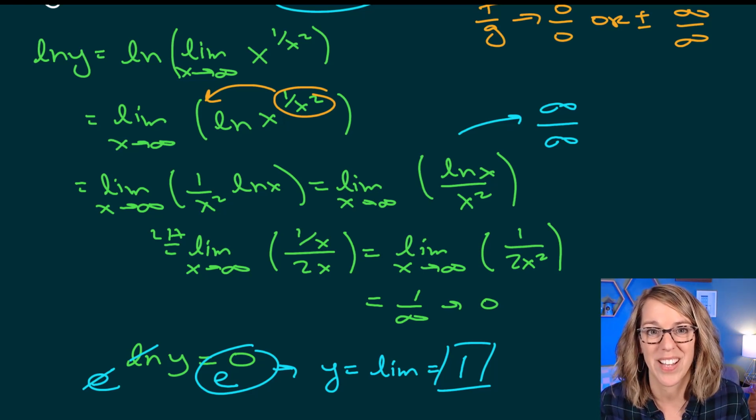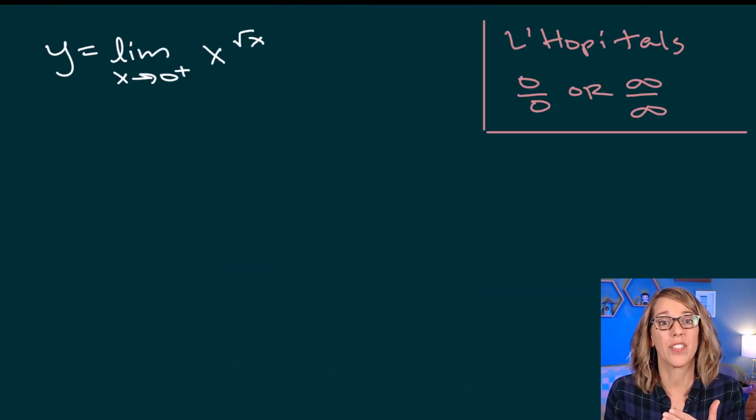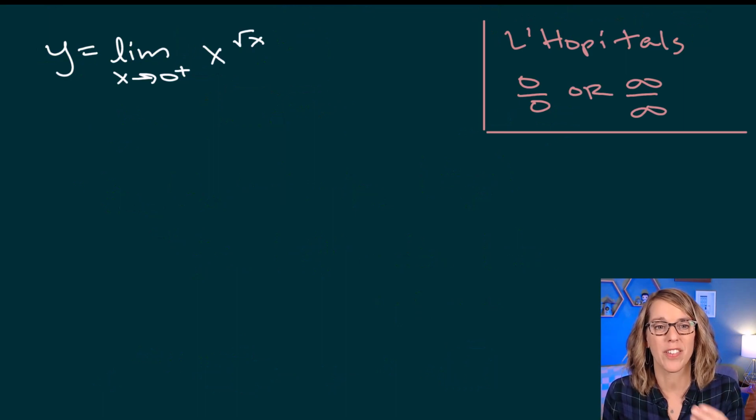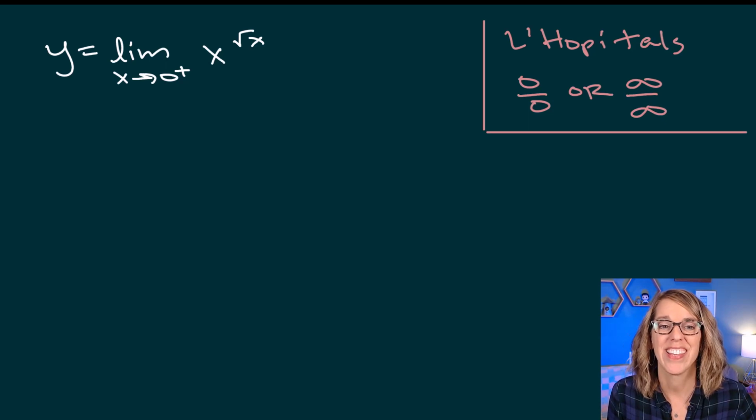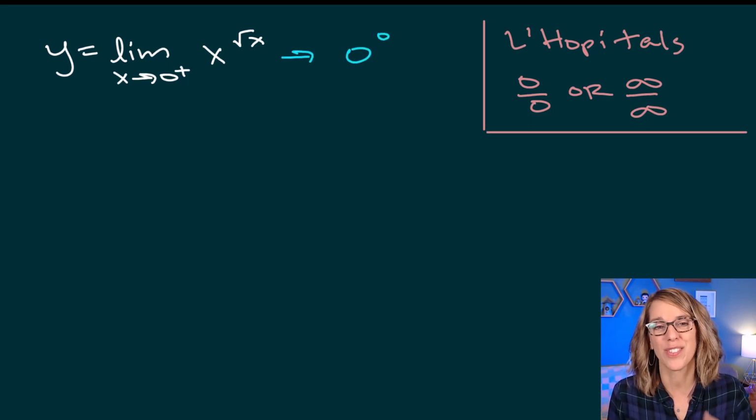Here comes our next example. In this one, we're approaching 0 instead from the right because of the domain restriction, and I've got x to the square root of x. As I attempt to substitute in 0, I end up with 0 to the 0.